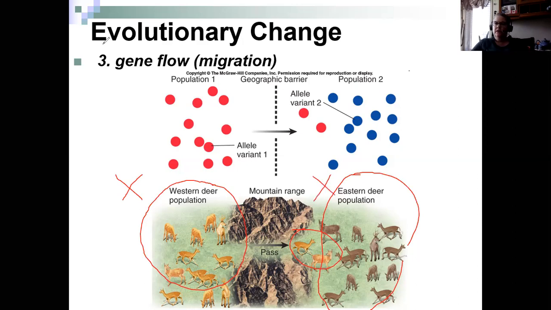Okay, what about the eastern deer population? What's happened to their gene pool? Yeah, it's increased. It's gone up. Because remember, the gene pool is just all of those alleles of all the individuals in that population. And again, one of the misconceptions is that these new individuals have to make babies before those genes become part of the population. That's not true. They just have to walk through the door. As soon as they join that population, their genes are part of that gene pool. And they have now increased the gene pool of that population, okay?